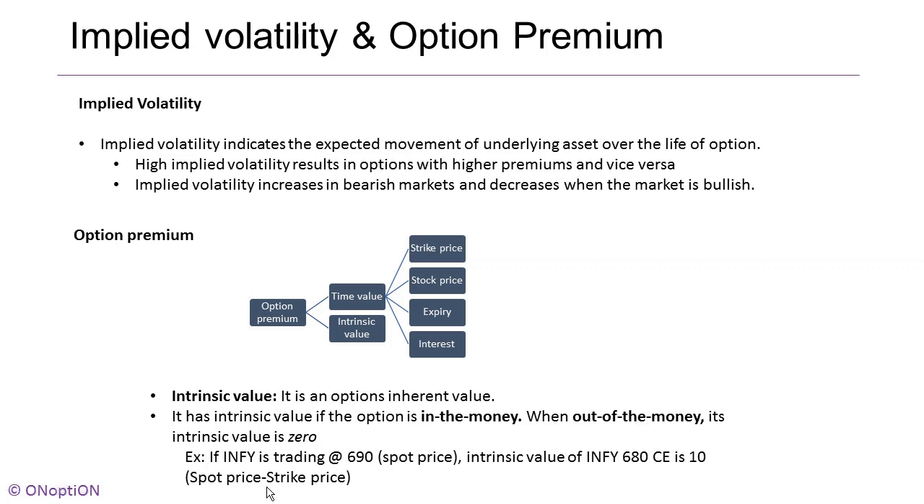For example, if Infy is trading at 690 rupees, that's nothing but a spot price. The intrinsic value of an Infy 680 call option, 680 is in the money. So intrinsic value of Infy 680 call option is 10. That is nothing but if you subtract spot price minus strike price, you will get the intrinsic value.